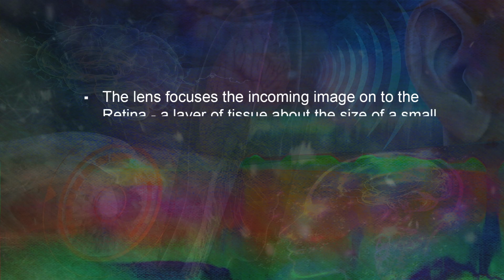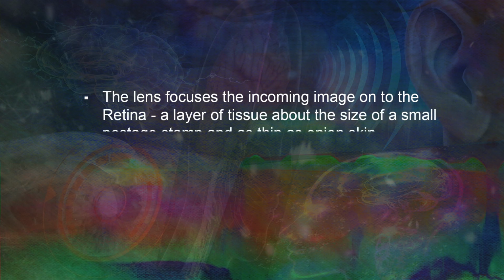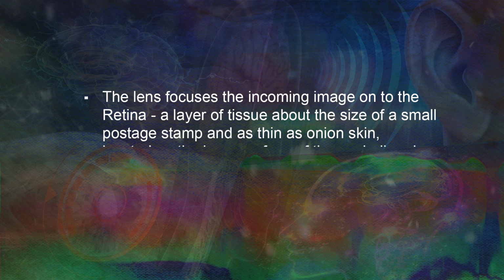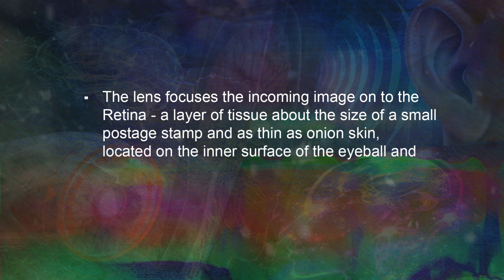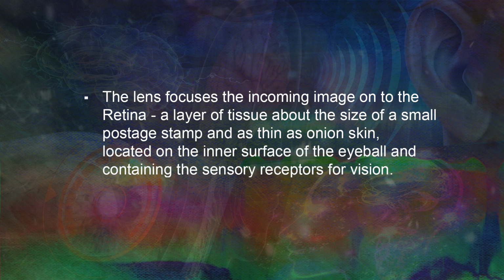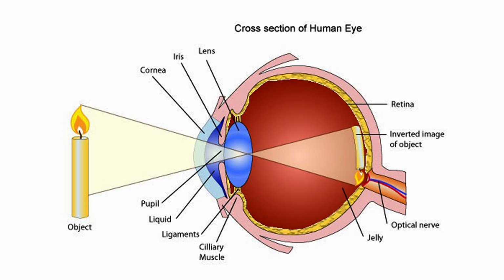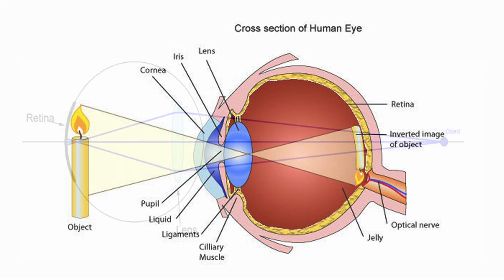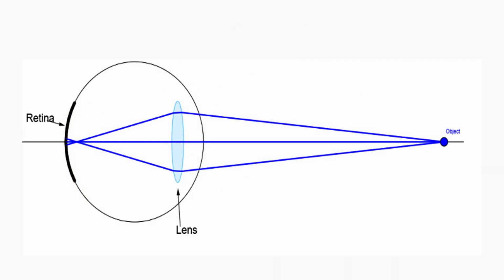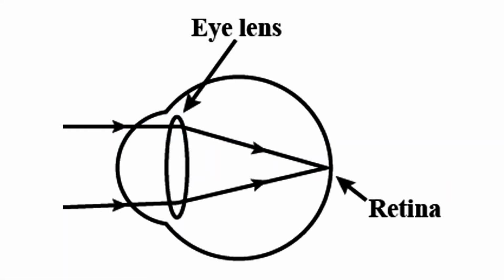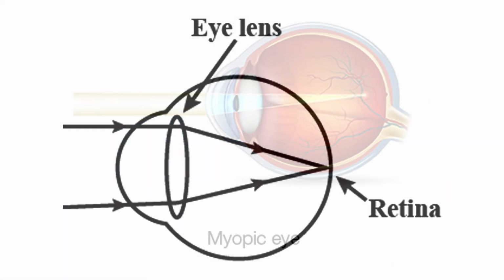The lens focuses the incoming image onto the retina, a layer of tissue about the size of a small postage stamp and as thin as onion skin, located on the inner surface of the eyeball and containing the sensory receptors for vision. The image that is projected onto the retina is upside down and reversed from left to right, as shown in the figure. In some people, the distance through the eyeball, that is from the lens to the retina, is either too short or too long for proper focusing.